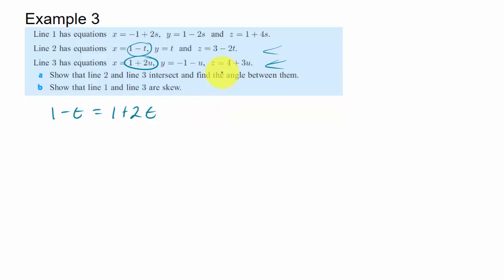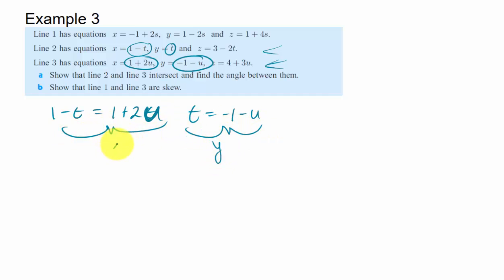We'll do the same for the y. 2 plus t is equal to negative 1 minus u, so this is our y component. This is our x. And then 3 minus 2t is equal to 4 plus 3u.